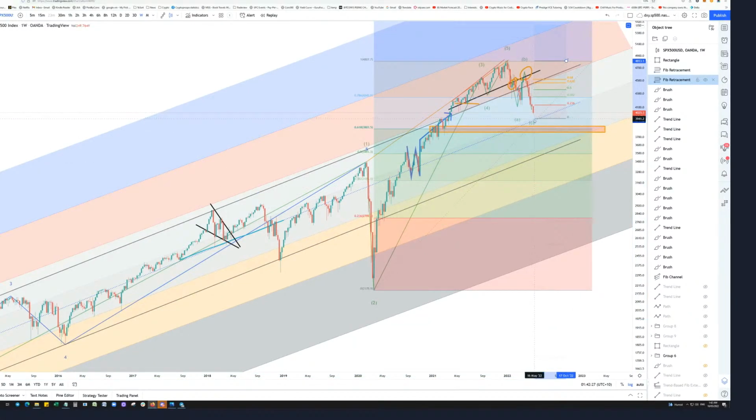But I do see this coming down lower. And around here is where we can find some support, roughly around there. Confluence with the middle, confluence with the channel.